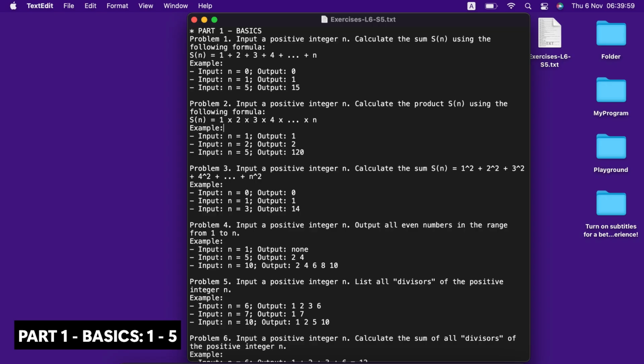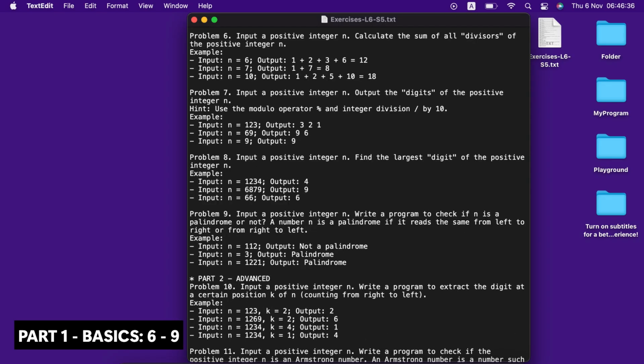Problem 3. Input a positive integer n. Calculate the sum S(n) equals. Problem 4. Input a positive integer n. Output all even numbers in the range from 1 to n. Problem 5. Input a positive integer n. List all divisors of the positive integer n.